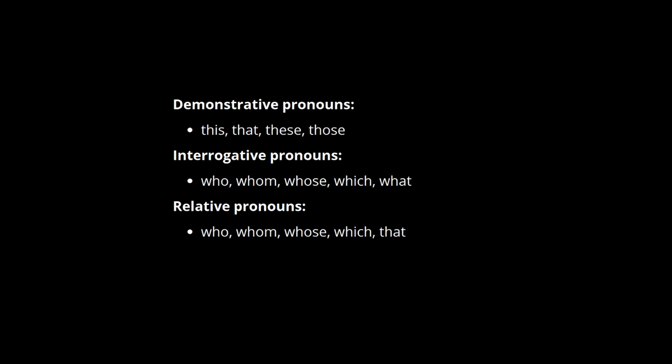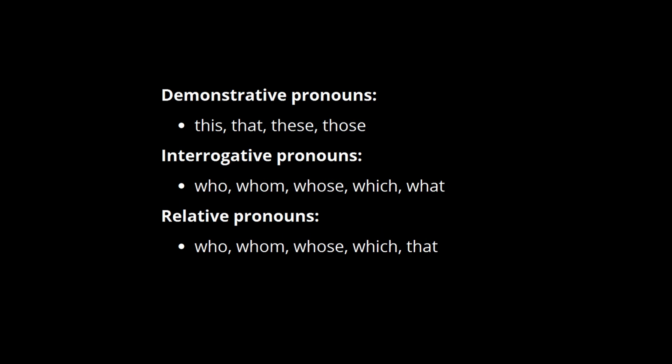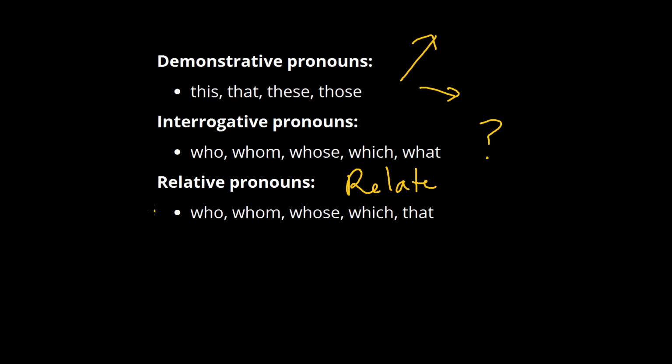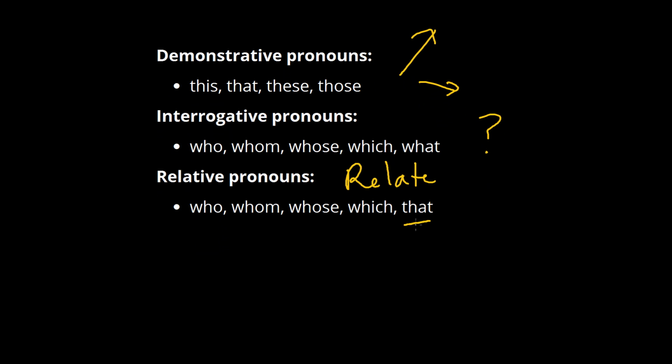The next 3 categories are fairly small and also fairly easy. So we have demonstrative pronouns. These allow you to point to different things. We have interrogative pronouns. These allow you to ask questions. So you can say, who did that? And then we have relative pronouns, and these allow you to add extra information, to relate more information. You'll see that these are exactly the same as interrogative pronouns, except for one that's different, which is that. Instead of what, we have that.